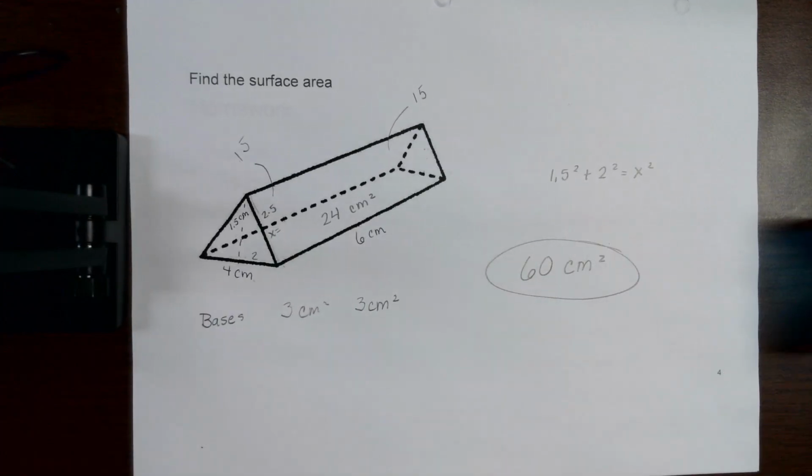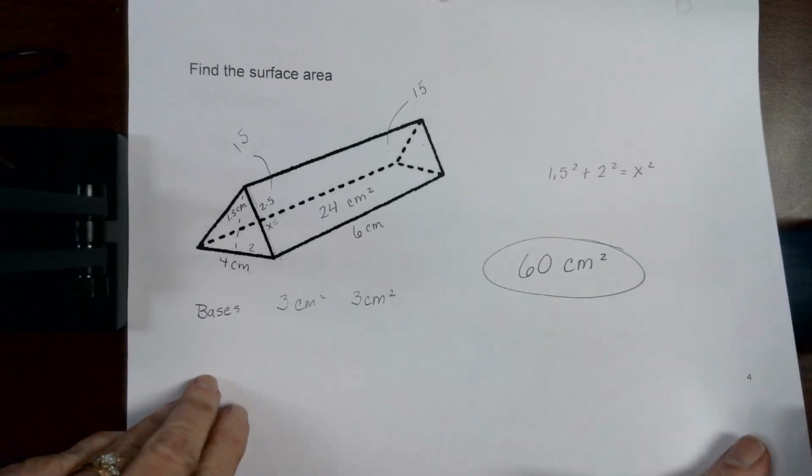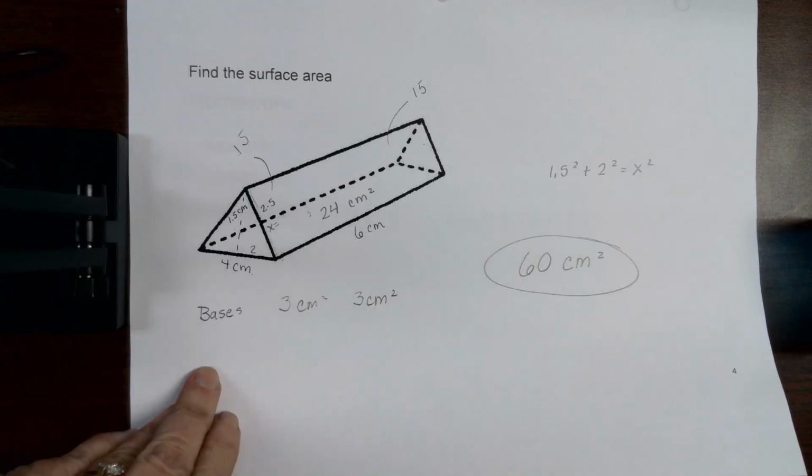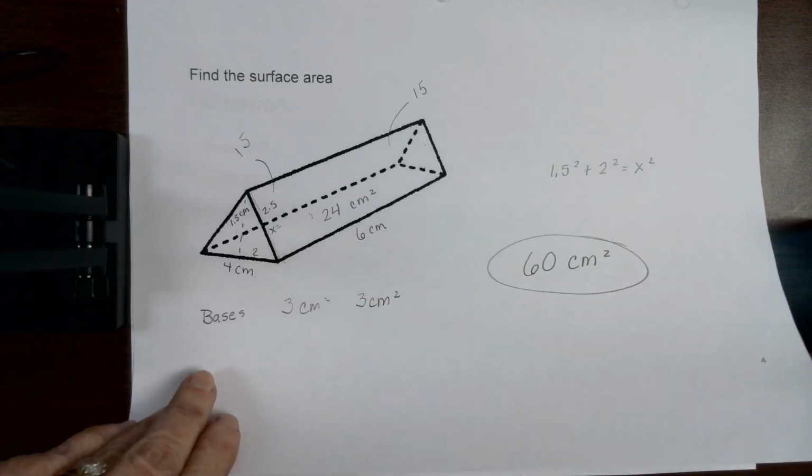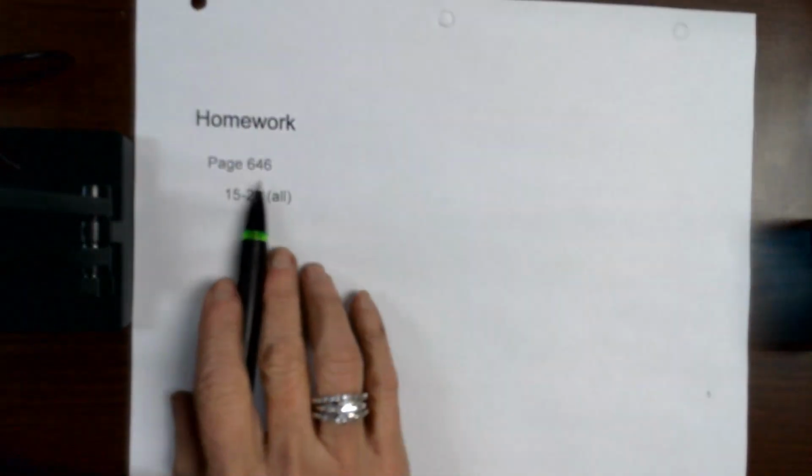The hardest part about this is trying to visualize it. You're looking at something that's two-dimensional and you're making it into something that's three-dimensional. All right, your homework is on page 646, 15 through 23 all, and that's all about finding the surface area.